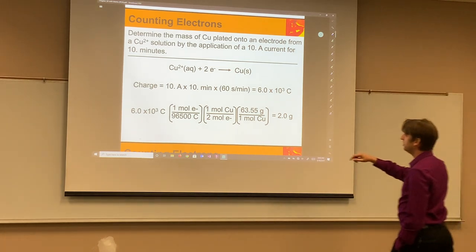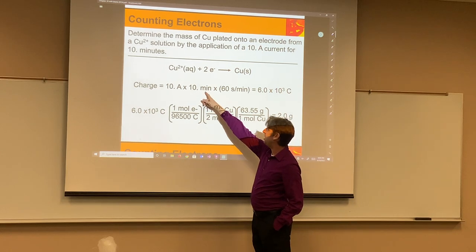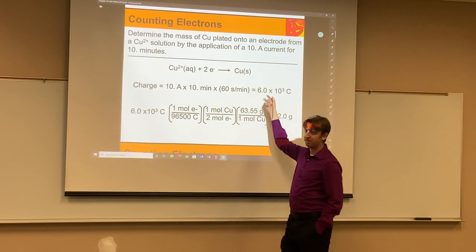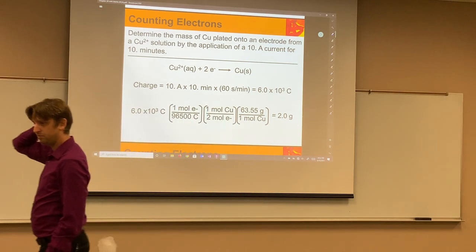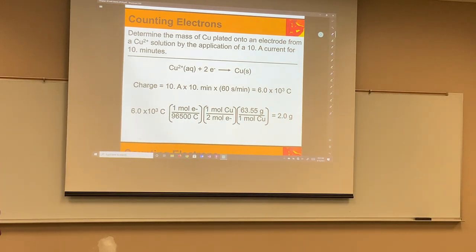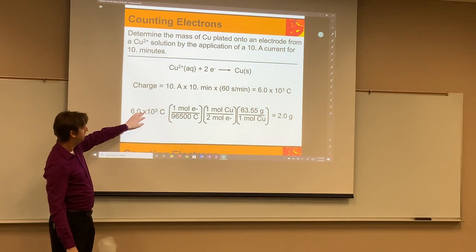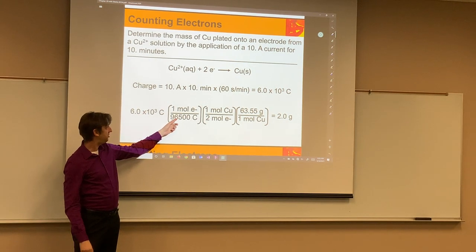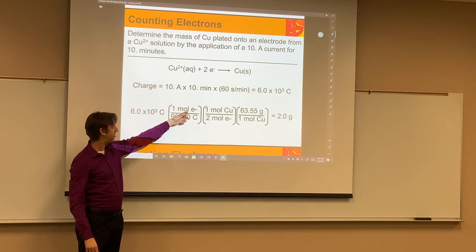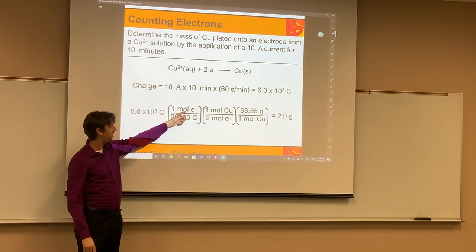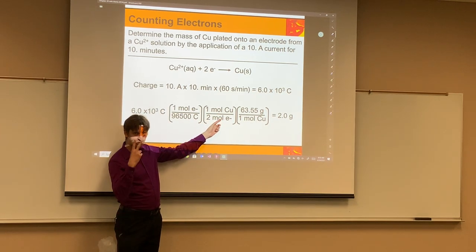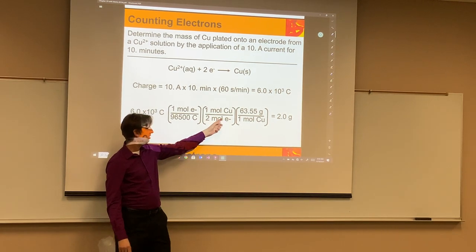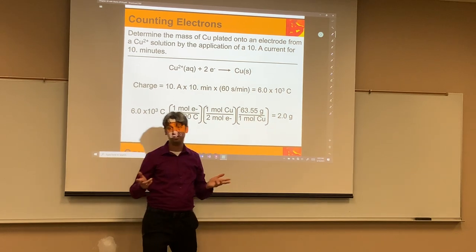Amperes times the time converted into seconds is going to give us our charge. Everybody with me on this one? Then we take that value, there's our charge. Faraday's constant relates coulombs to moles of electrons. For every 1 mole of copper, we have to transfer 2 moles of electrons, and then the molar mass tells us how much it is.